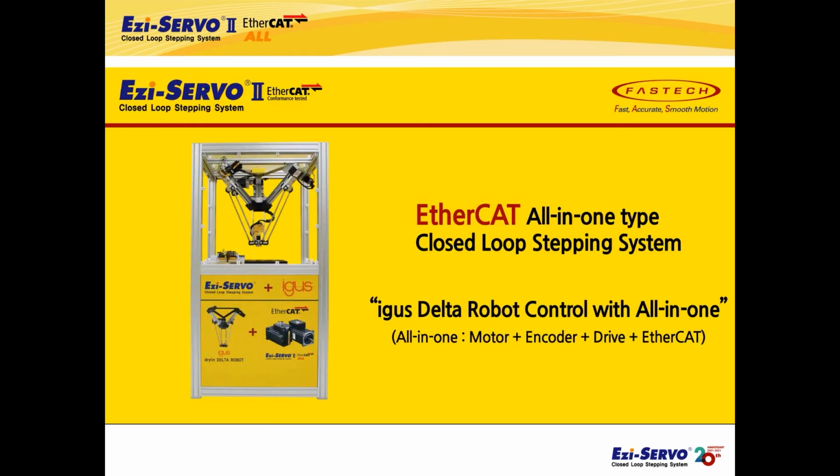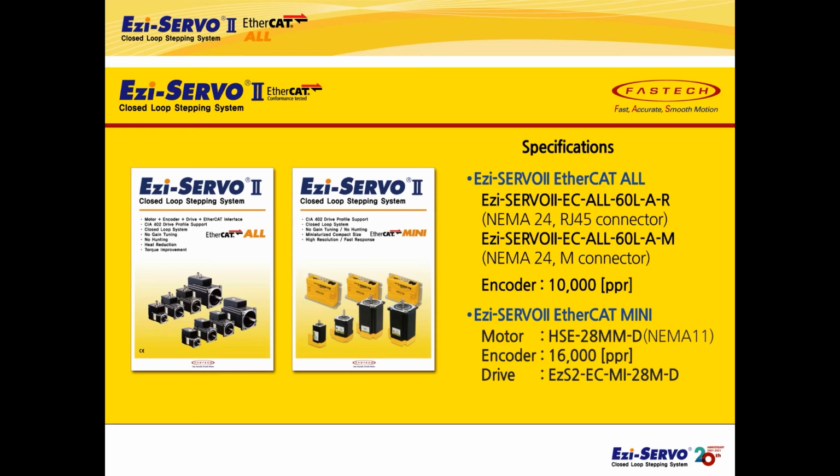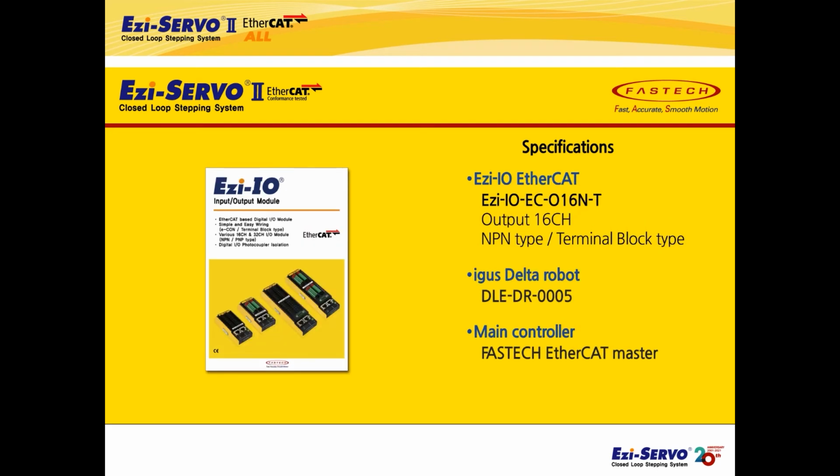The first demonstration consists of 3 axes of Ezi-SERVO II EtherCAT ALL and 1 axis of Ezi-SERVO II EtherCAT Mini to control the Delta robot from Aegis, Germany. The product names used in this demonstration are as follows.